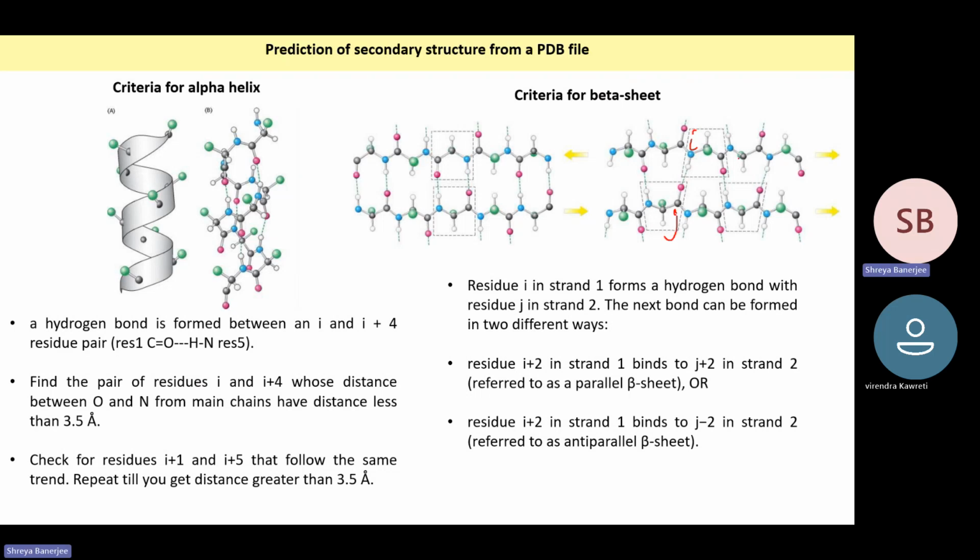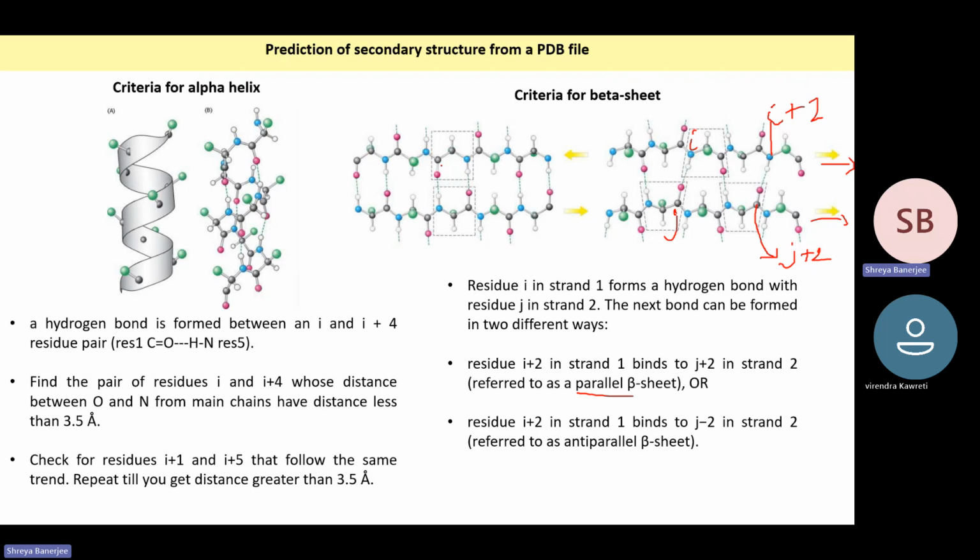So this will be I plus 1. This will be I plus 2. It is binding with J. So this is J plus 1 and this is J plus 2. Similarly, you can see if we consider the nitrogens in the top chain and the carbonyls in the bottom chain, if I and J are binding and I plus 2, J plus 2 is binding, then it is a parallel beta sheet. Both are in the same direction.